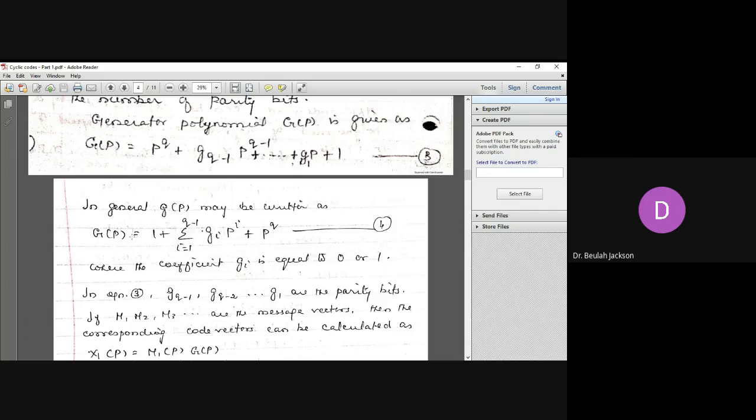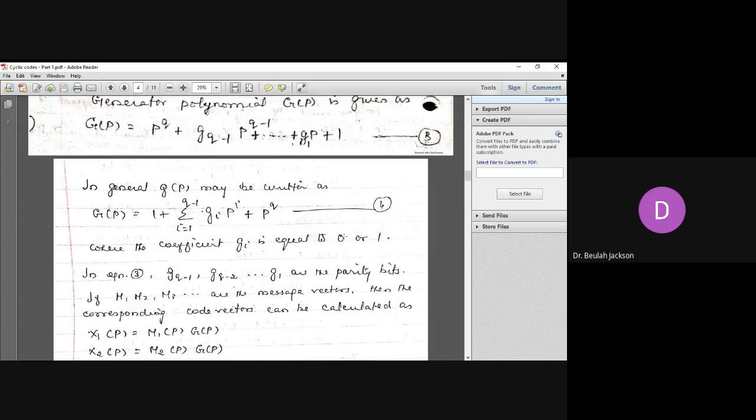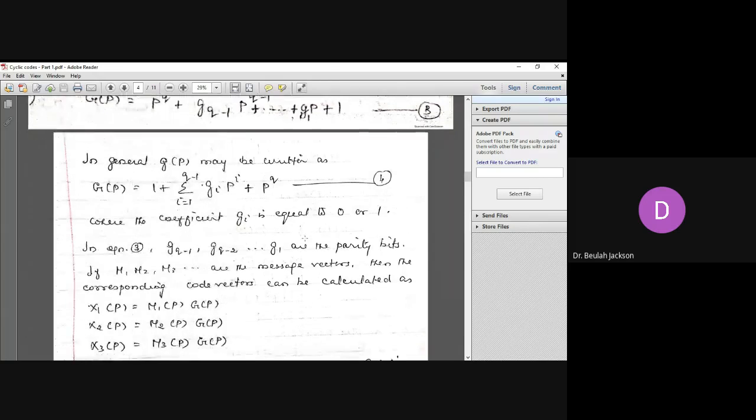G(P) = 1 + sigma over i = 1 to Q-1 of G_i P^i + P^Q, where the coefficient G_i is equal to 0 or 1. So in equation 3, G_(Q-1), G_(Q-2), and so on up to G1 are the parity bits.